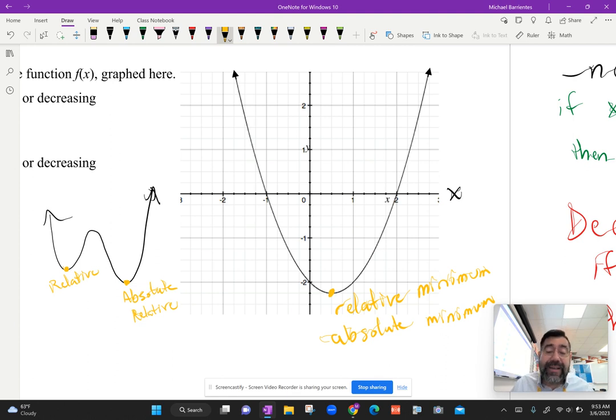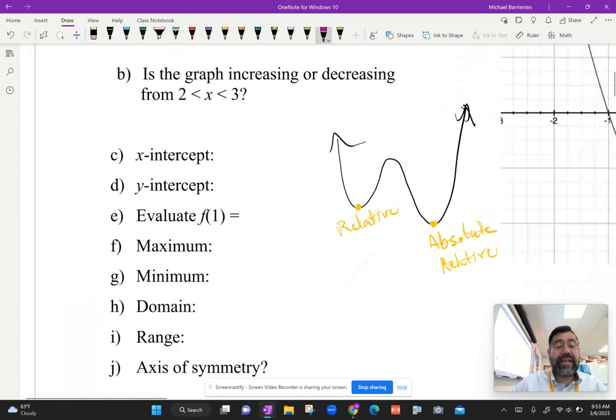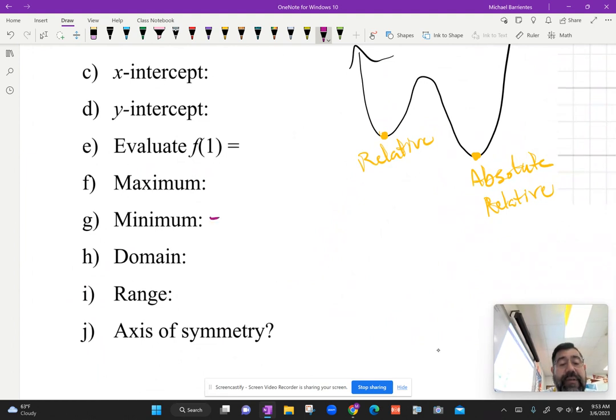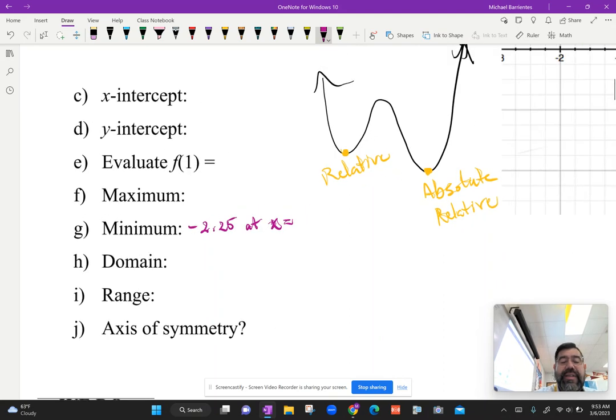And so when I'm looking at the graph that we're given, this graph gives us a lowest point. So it's a relative minimum because compared to the points around it, it creates a little dip. But it's also the lowest point on the graph. So therefore, it's the absolute minimum. And the absolute minimum is actually talking about the y value. So the y value there is negative 2.25. So we're going to say that there is a minimum of negative 2.25, but it occurs at x equals something.